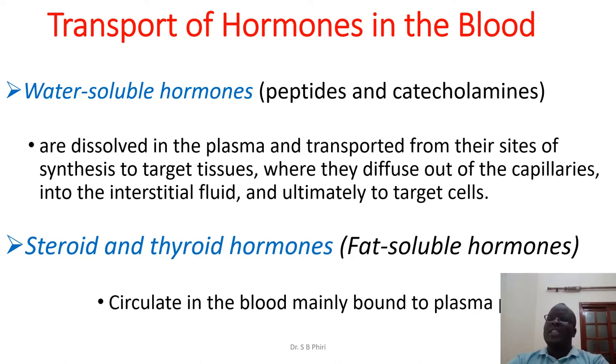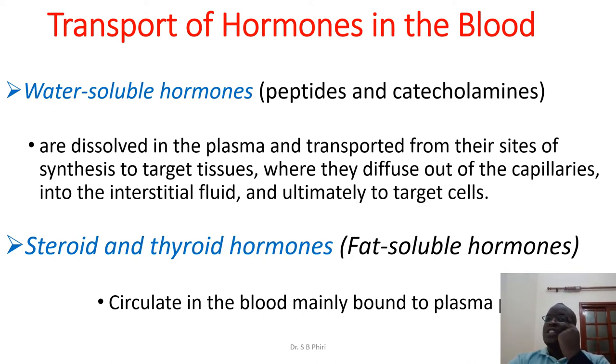Then we have the amines. Among the amines, we have some which are fat soluble, others are water soluble. The catecholamines are water soluble. They don't need to bind to anything. In most cases, they'll be just transported as free hormones dissolved in plasma. But we have the thyroid hormones that are fat soluble. For them to be transported, they need to bind to plasma proteins. So the thyroxine, triiodothyronine, and tetraiodothyronine need to bind to plasma proteins.